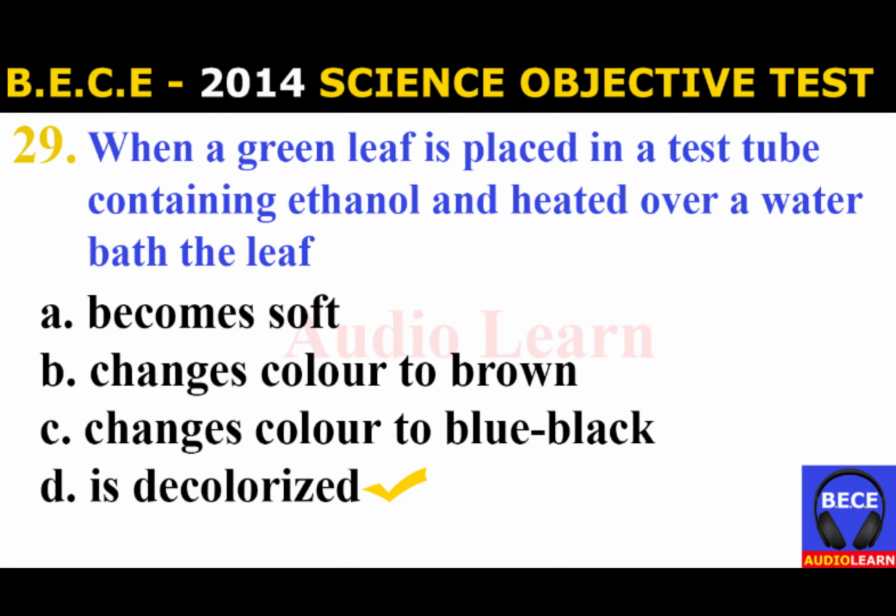Number 29. When a green leaf is placed in a test tube containing ethanol and heated over a water bath, the leaf A. becomes soft. B. Changes color to brown. C. Changes color to blue-black. D. Is decolorized. And the answer is D. When a green leaf is placed in a test tube containing ethanol and heated over a water bath, the leaf is decolorized.